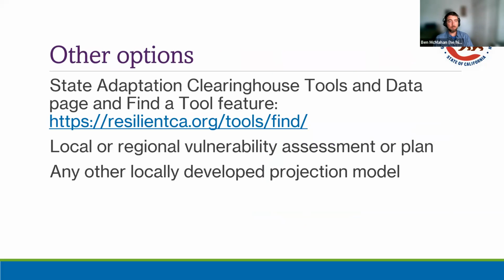Next slide, please. And just to point to the Adaptation Clearinghouse one more time, there's also a find a tool feature. So if there's something in particular that you're thinking about, not on one of the pages that we presented today, you can take your own deep dive and poke around and see what other things might be there. I'd encourage you to do that on either the Clearinghouse or on the CalAdapt page. And then also from the guidance from the grants, any other local or regional vulnerability assessment or plan is also something that could be considered.